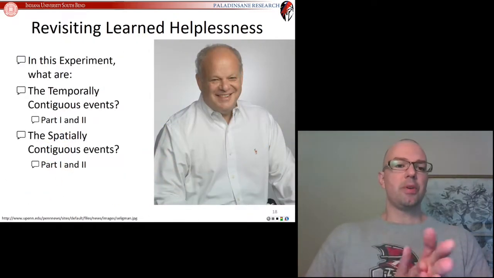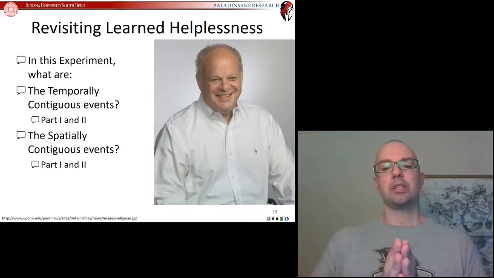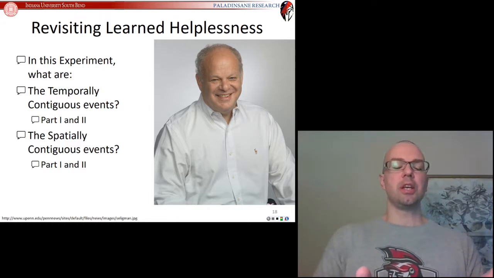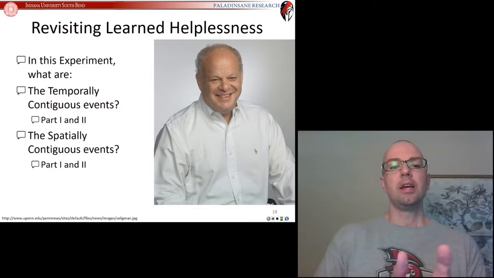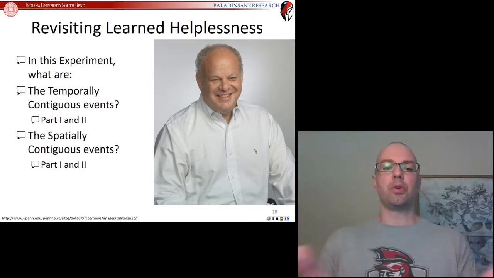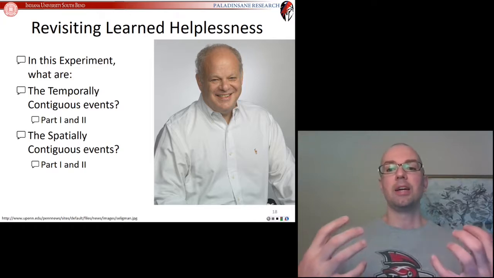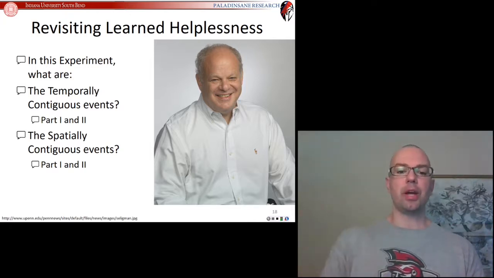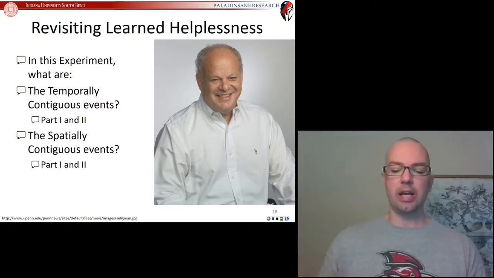All right, in this experiment, what are the temporally contiguous events for part 1 and part 2? So events that occurred close together in time. And what are the spatially contiguous events, part 1 and part 2? Events that occurred close together in space. For spatially contiguous, we're mostly going to focus on part 2 because we actually have a picture of the shuttle box so that we can see what was spatially contiguous. But again, write down your answers, and in a moment we'll see what was the actual case.